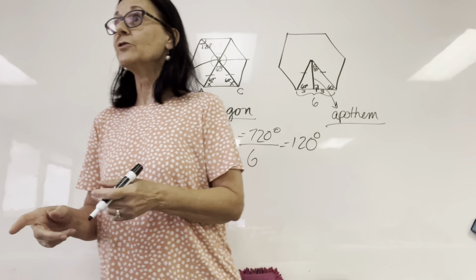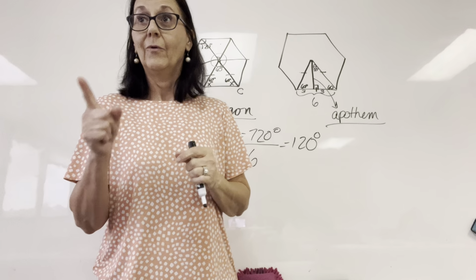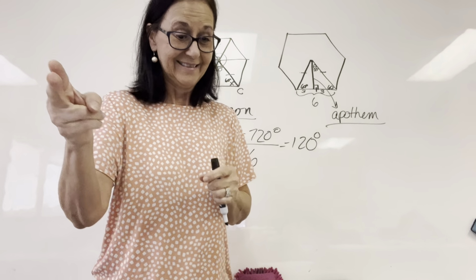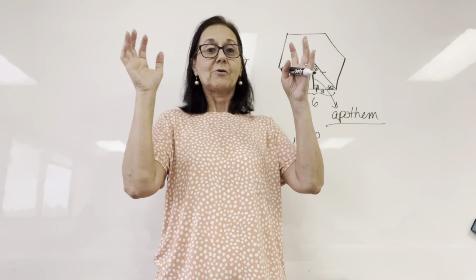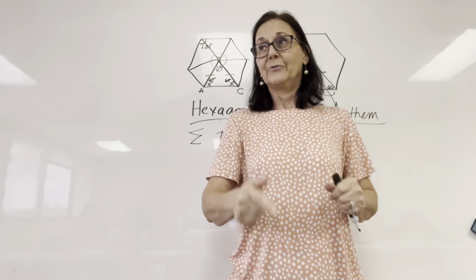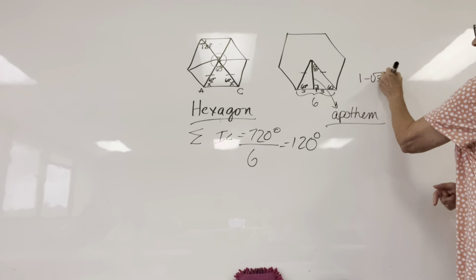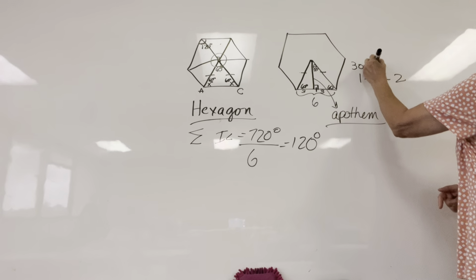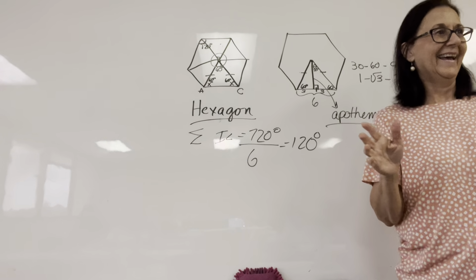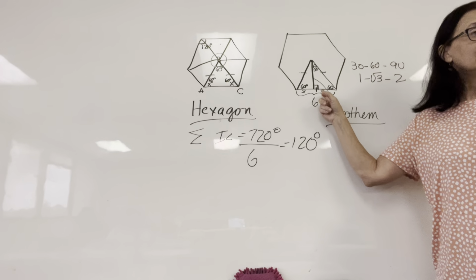What's the Pythagorean triplet for a 30, 60, 90? Okay, I'll give you the first number. 1, square root of 3, 2. Square root of what? 3. 1, square root of 3, 2. 30, 60, 90. Okay, so now we have 3, which is opposite to 30.